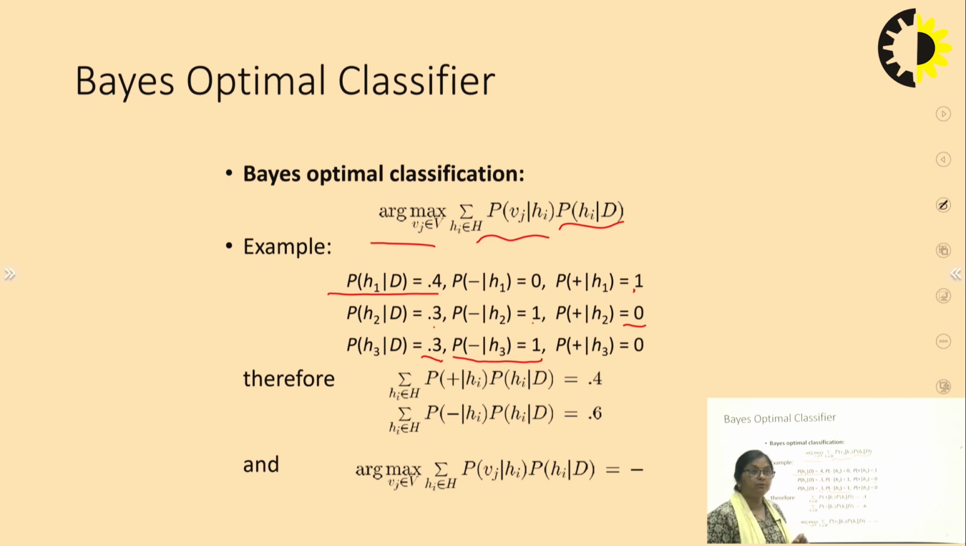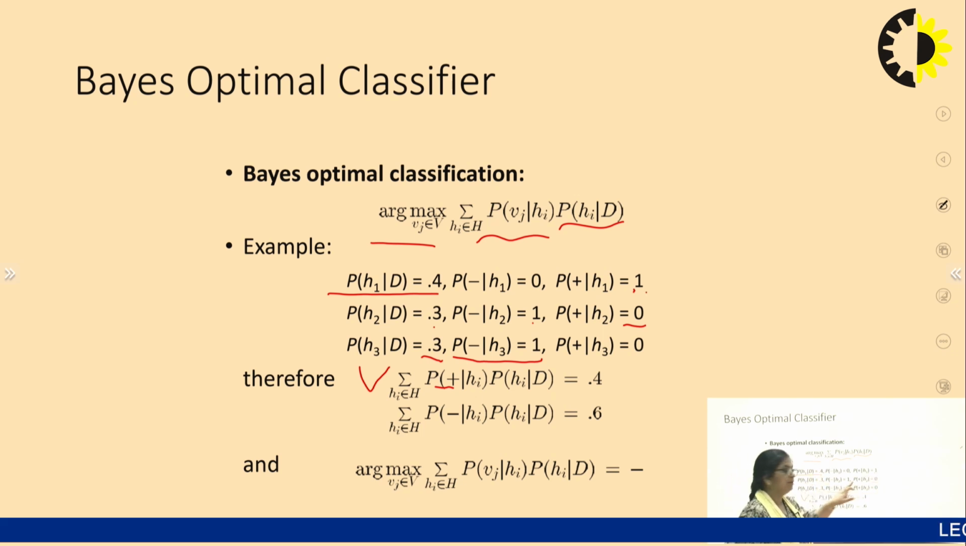Now we will consider all the calculations. Vj is now V1 and V2. V1 is the positive class, V2 is the negative class. So 0.4 is the probability for positive. We are combining all the probabilities of positive predictions: 0.4 into 1 plus 0.3 into 0 plus 0.3 into 0. So it is 0.4 only.